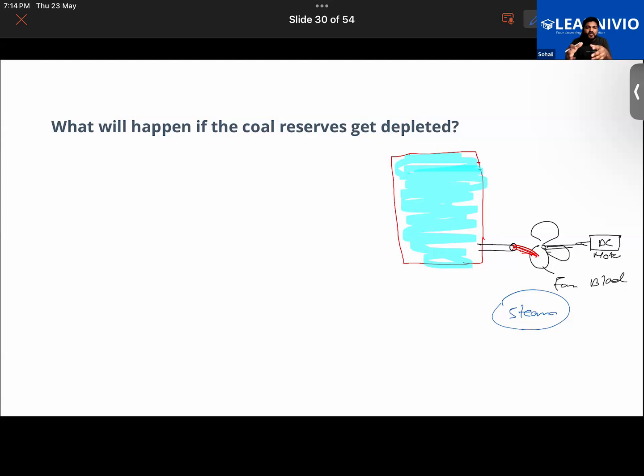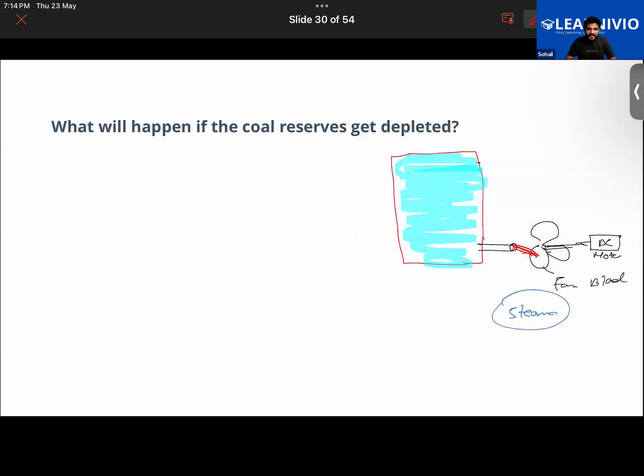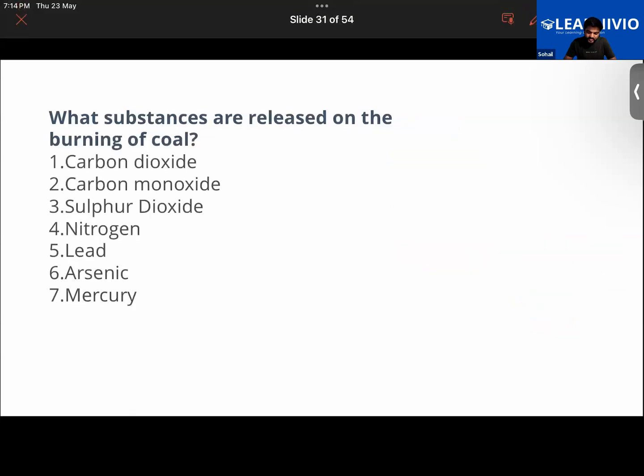So if the amount of coal gets depleted, it would become much more difficult for us to produce energy. So that's why it is advised that we shift to alternate sources of energy and use the coal reserves in an efficient manner. Hope you guys have understood that. Another question comes: what are the substances released on burning of coal? Moments ago, I did tell you about some of them. Carbon dioxide is the most common gas that will be released. Carbon monoxide will also be released, but in lack of oxygen.